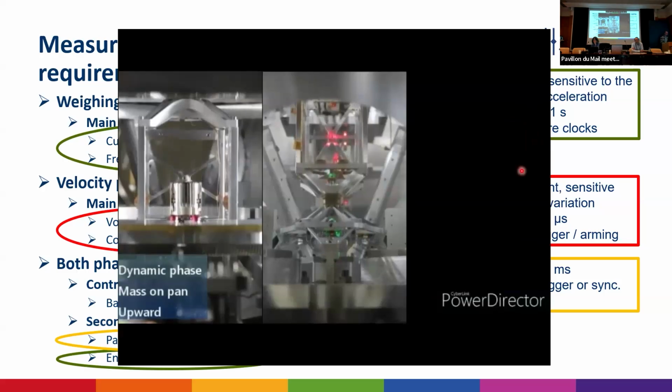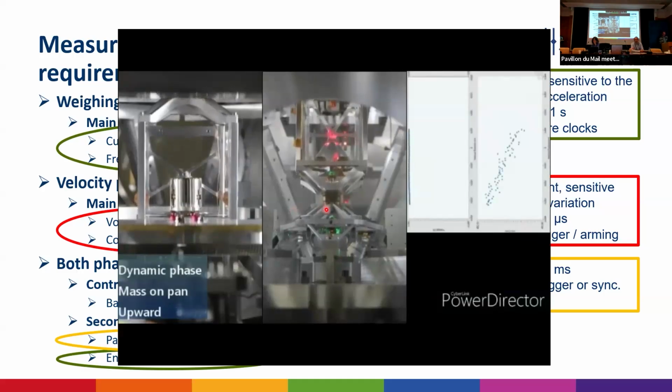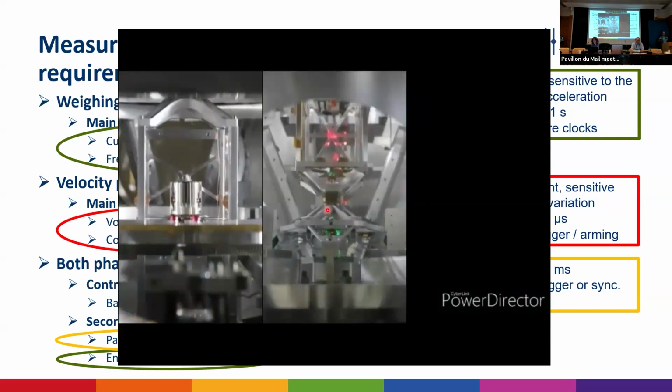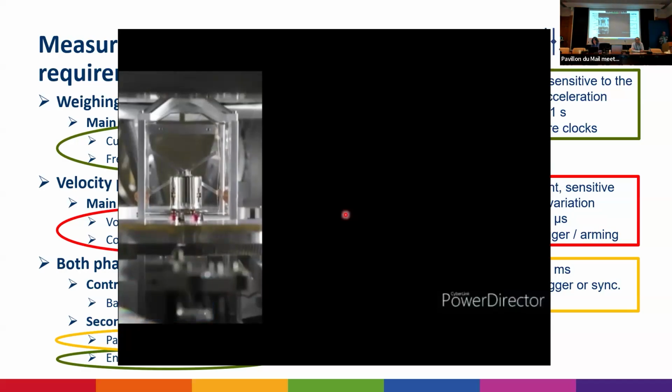So we are going to proceed with the same measurement now with upward trajectory. Done. And then we're going to proceed with the last phase of the measurement, which is the weighing with the mass on the pan. And of course, the difference between both weighing will give the equivalent of the mass. And we are almost there. That's it for the sequence.